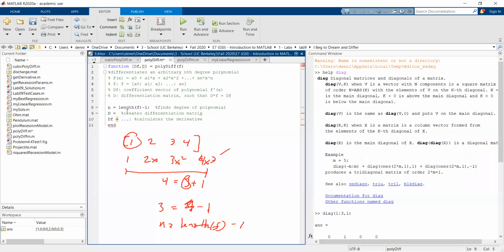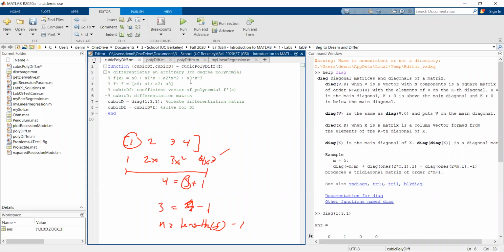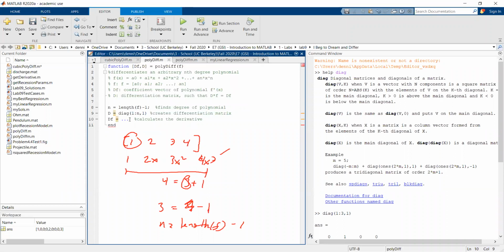So the differentiation matrix. Let's do what we did before. Diag 1:3, 1. But instead of 3, we're going to have n. If we wanted, we could have used length of f minus 1 and plugged that into this diagonal over here. It would have made the exact same thing. So here's d, and we have our f, and that's going to compute the derivative as before. This is a generalization of the cubic polydifferentiation function.